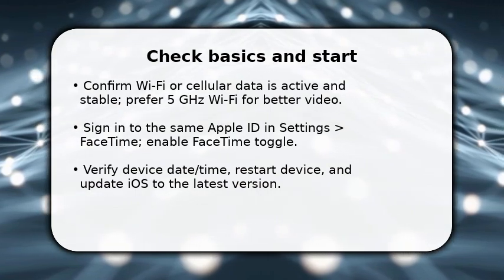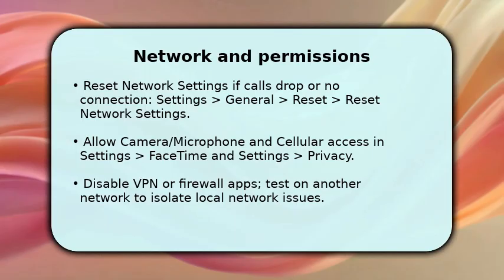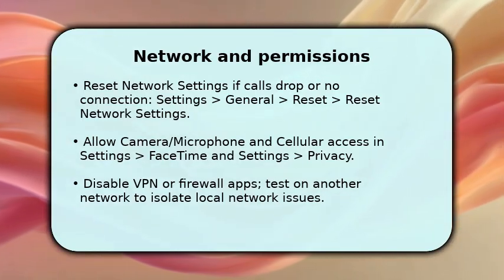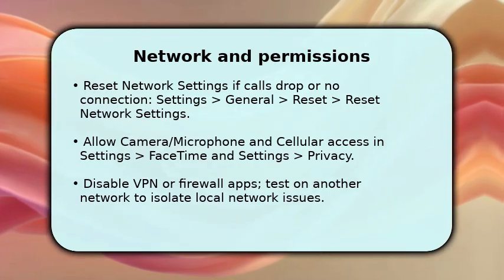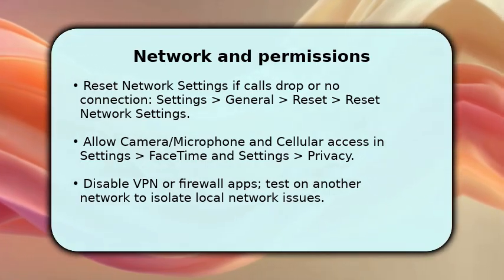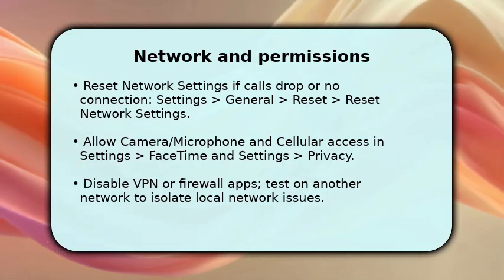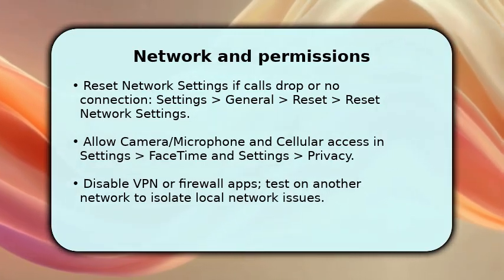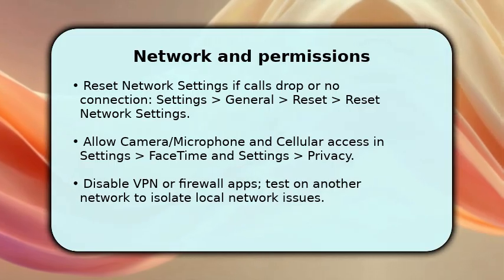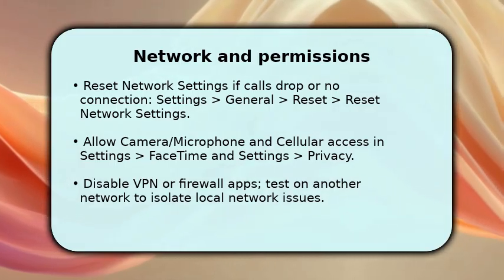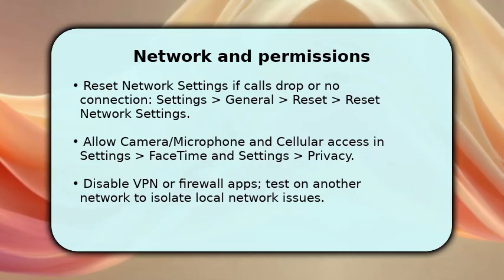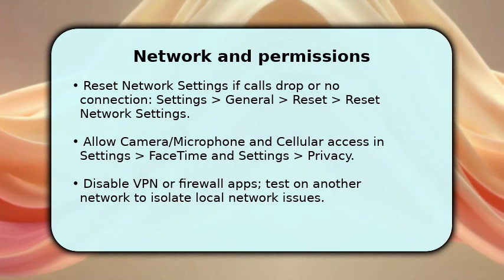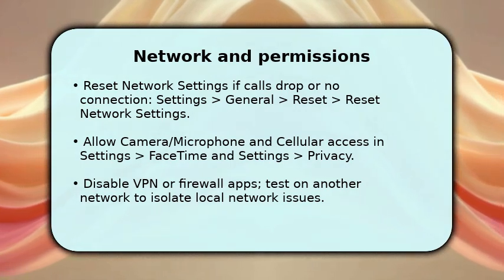Now you tackle network and permission issues because FaceTime needs both media access and an open network path. Start by granting camera and microphone permissions and ensure FaceTime can use cellular if you're not on Wi-Fi. If connectivity remains poor, reset network settings to clear DNS and proxy misconfigurations. Also temporarily disable VPNs or firewalls that block FaceTime ports. Finally, test on a different network to see whether the problem is local or device-specific.